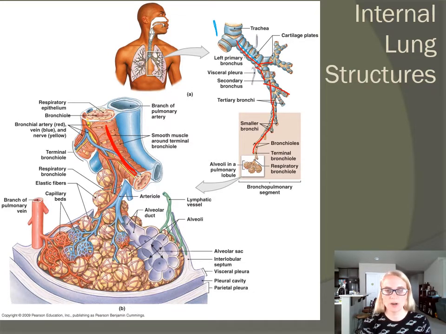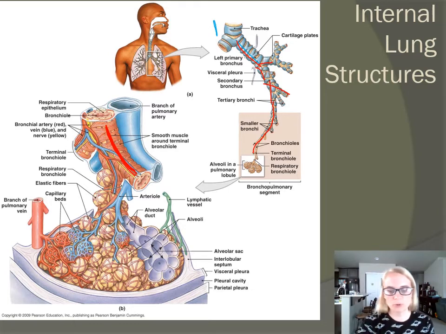When we talk about bronchoconstriction and bronchodilation, this is where that's happening at this really small level. We don't get bronchoconstriction and dilation of our actual bronchi. Those are held open by the cartilage rings and plates. So that's happening at the small bronchiole and terminal bronchiole level.